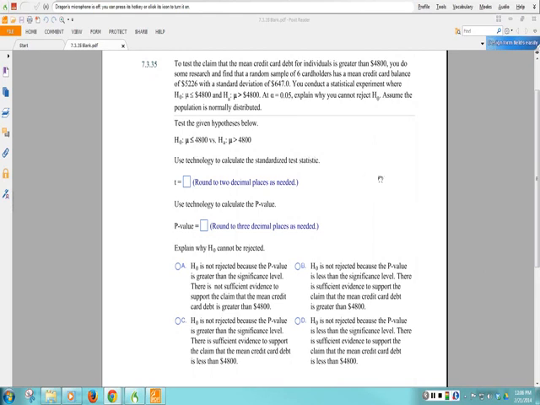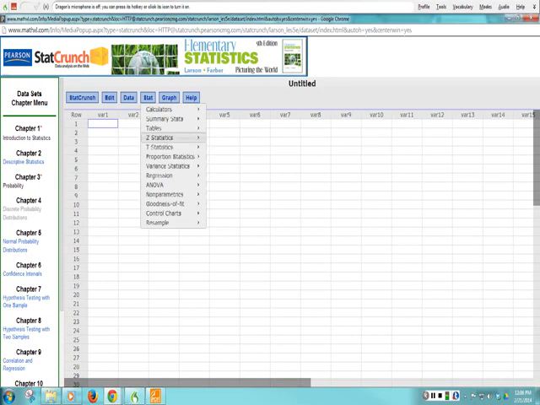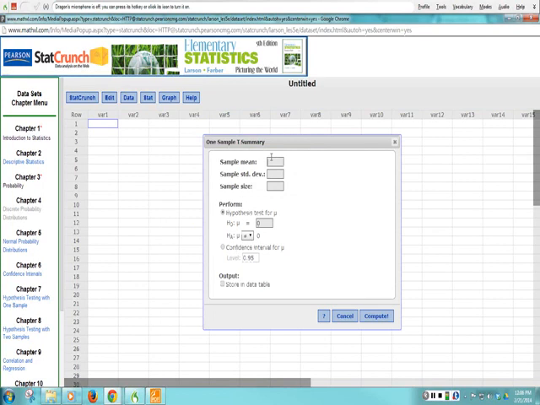This says use technology to create the standardized test statistic, and we are going to use StatCrunch, which comes bundled with MyStatLab. So what you want to do is, once you have StatCrunch up and running, you want to left-click Stat, and we're going to come down here to T-Statistics. Since we are looking at a sample size of 6 cardholders, we're going to highlight one sample, and then we're going to highlight with summary, and we are going to left-click that.